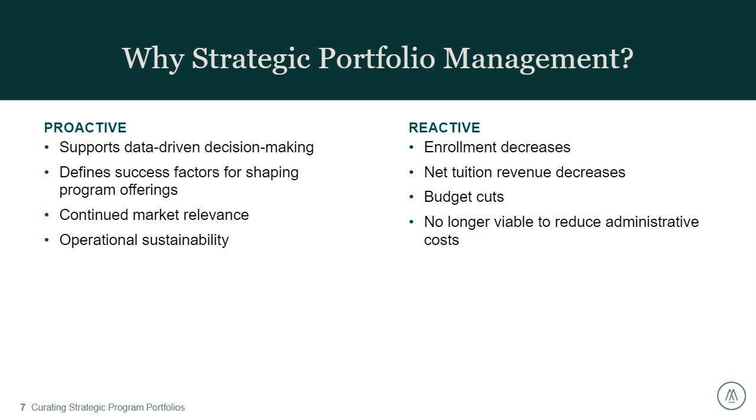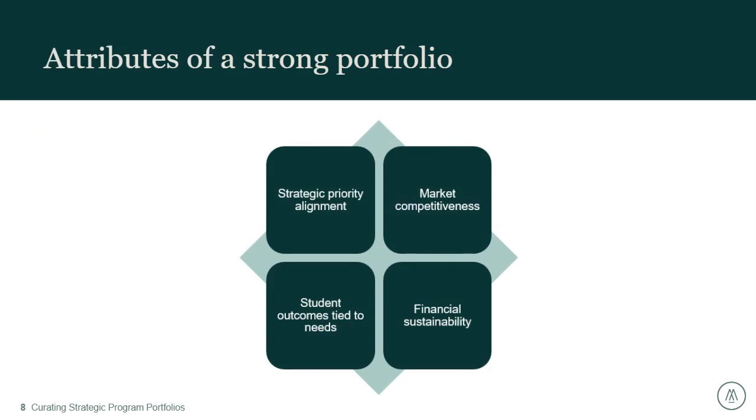So let's talk about what the attributes of a strong portfolio are. Strategic portfolio alignment: this is a healthy mix of programs that attract students, educate at a high level, and meet societal needs. Market competitiveness: what are your other local institutions offering? This one is really important, and I've seen a couple of things over the years.